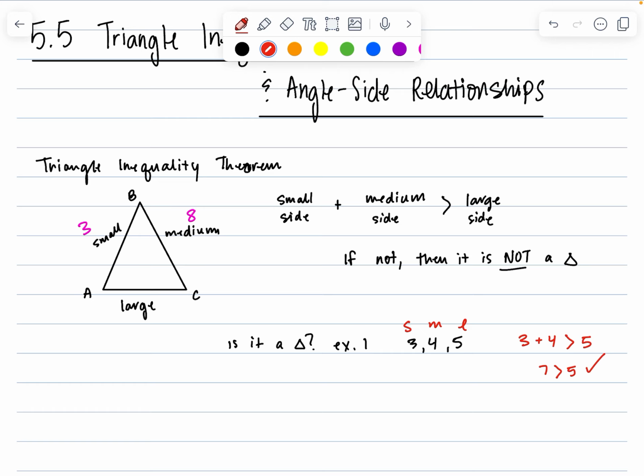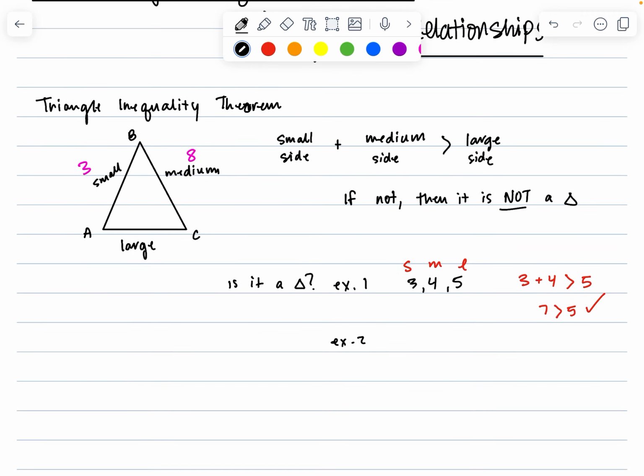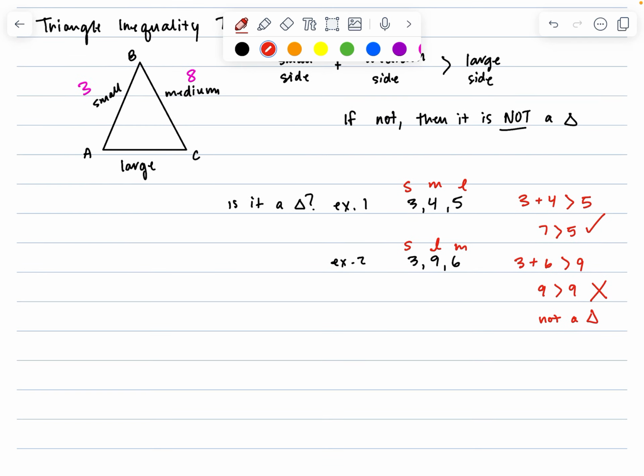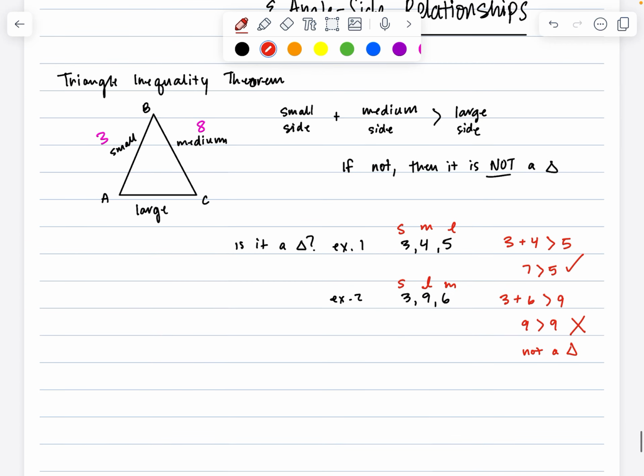Okay? Now, what if we have something like this? Example 2. Let's say 3, 9, and then 6. Well, we know the small side is for sure the 3. Medium side has to be the 6. Large side is the 9. Well, 3 plus 6 is greater than 9? 9 is greater than 9. That is false. So this is not a triangle. Okay, it has to be greater than.